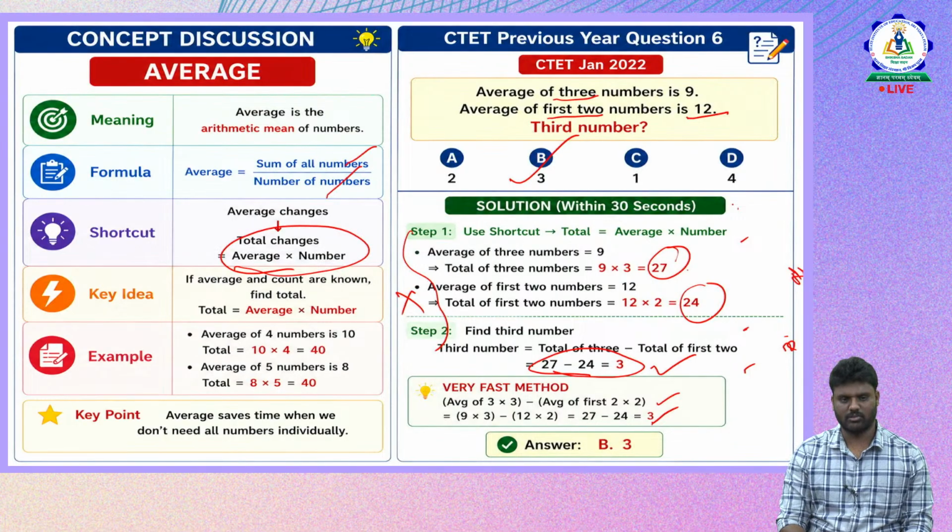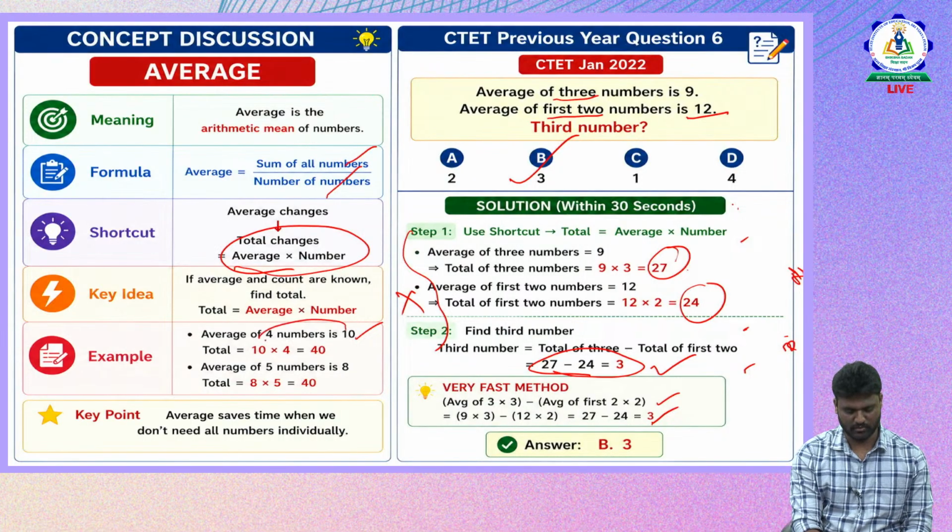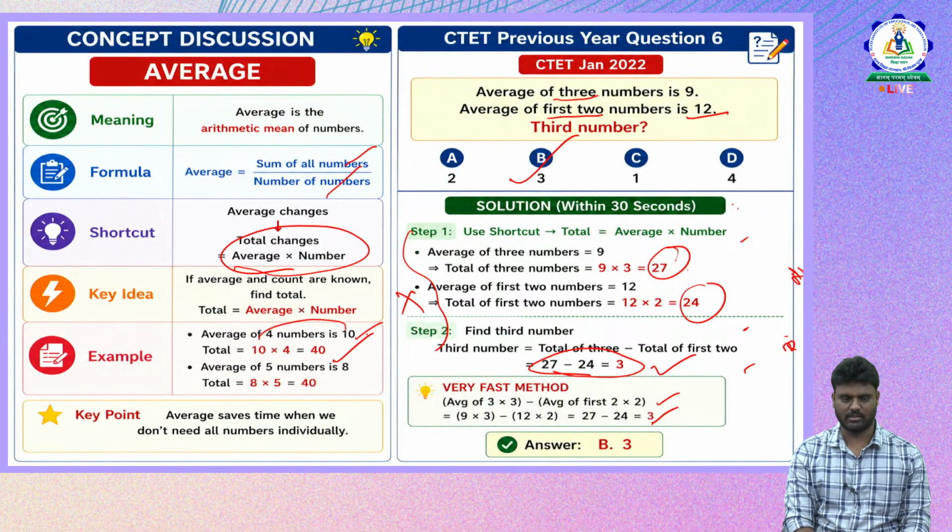In such cases, total is equal to average into number. So for example, the average of 4 numbers is 10. Then what will be the total? When you multiply 10 into 4, we will get the product, the answer 40.